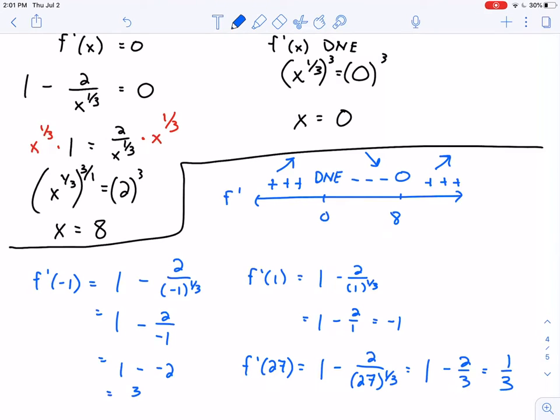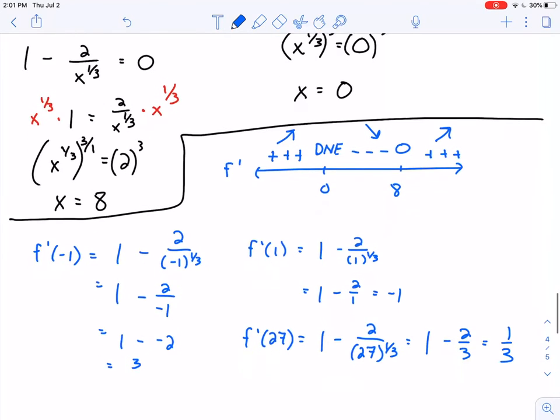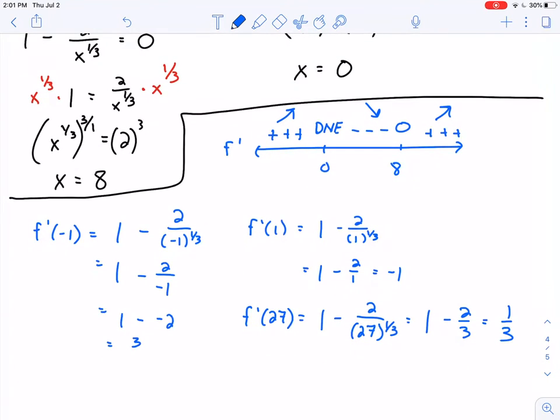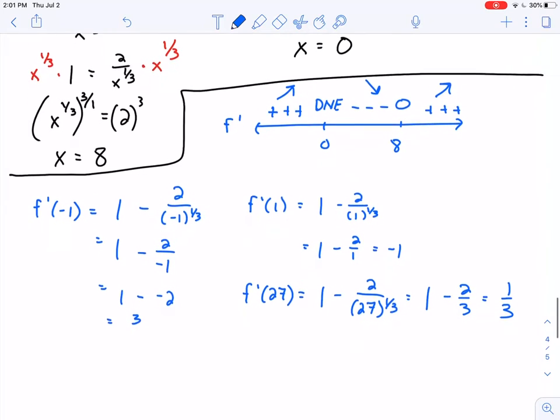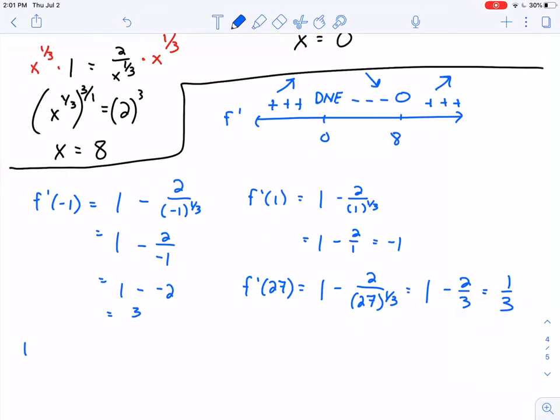You didn't have to choose 27. You could have just as easily chosen 9 or 10. You would have had to use a graphing calculator to get a decimal approximation in that case. So at this point, we've got a lot of information we can talk about. We know that our function is increasing on -infinity to 0 and 8 to positive infinity. Our function is decreasing between those two, between 0 and 8.